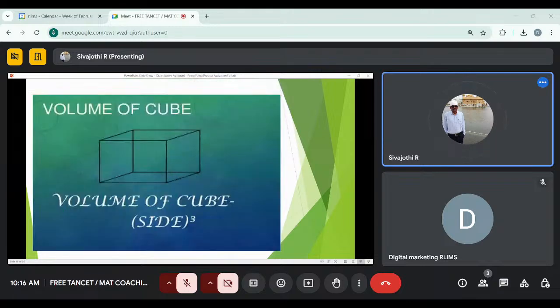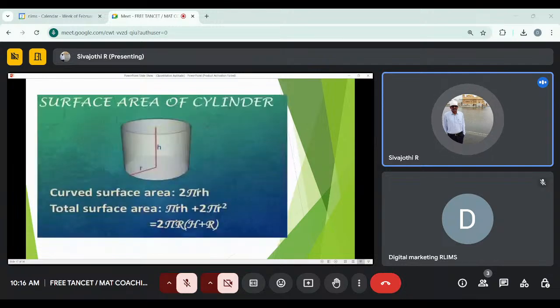It's clear. Then next, the volume of a cube, which is side cube. For example, if the side is 2 centimeter, then 2 into 2 into 2, that is 2 cube. 2 twos are 4, 4 twos are 8 centimeter cube.